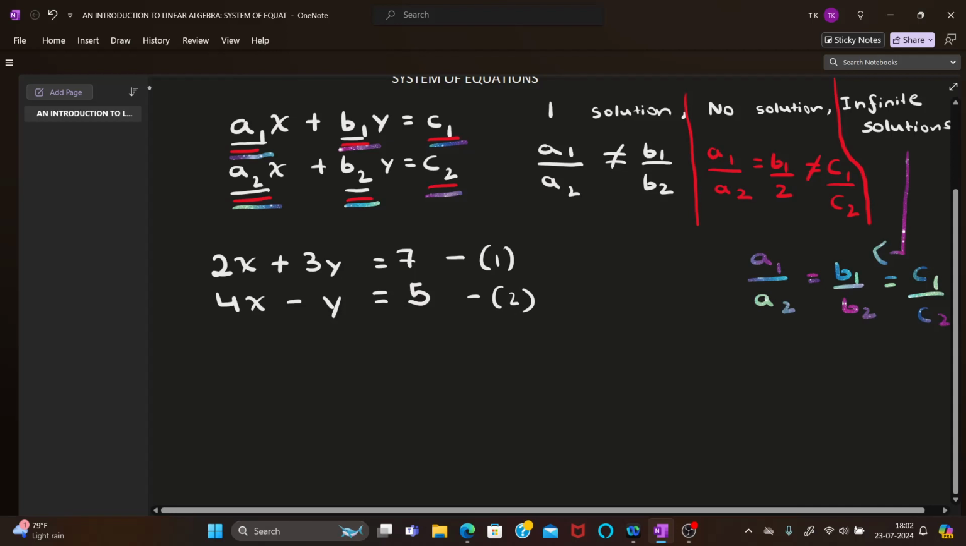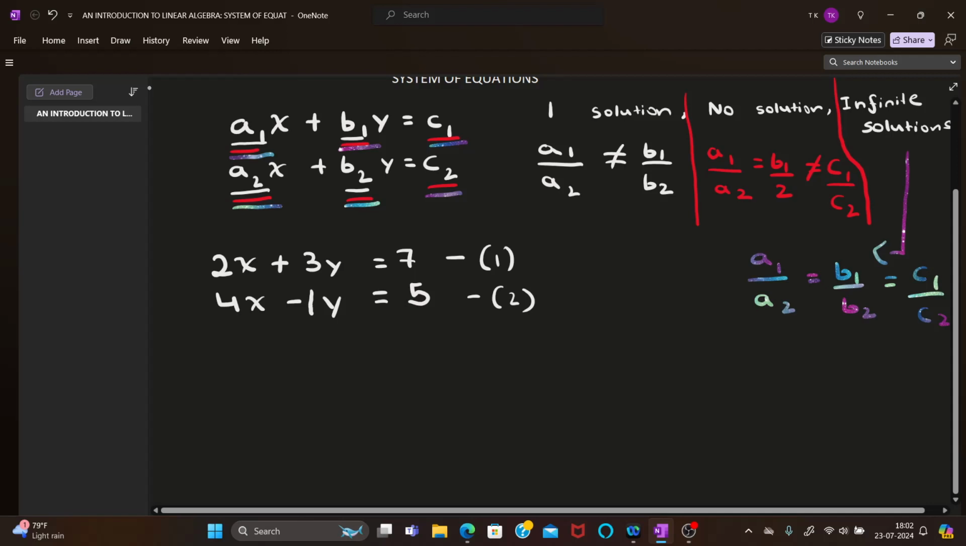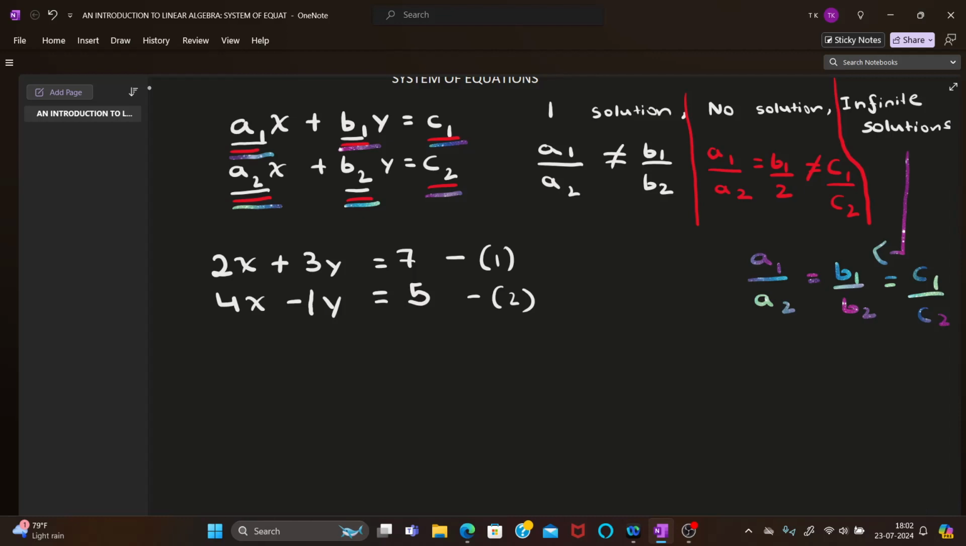So now we can compare this to the original system we had. We can see that 2 is the same as a1, 4 is a2, 3 is b1, -1, there's essentially a -1 here, is b2, 7 is c1, and 5 is c2, as they correspond with each other.